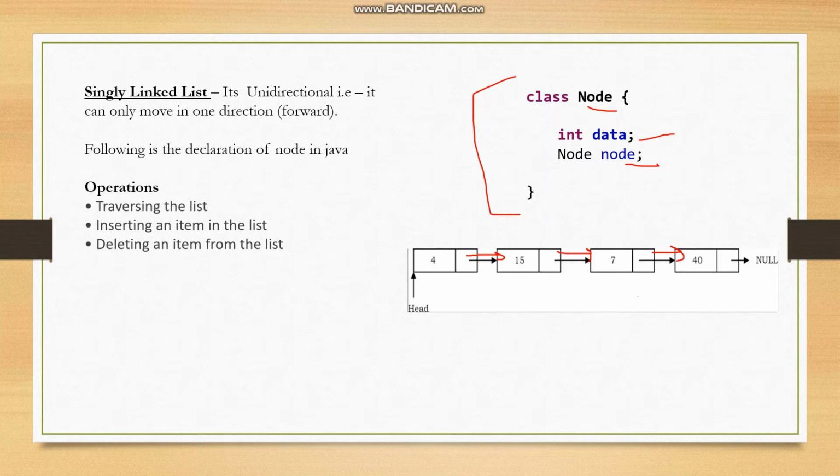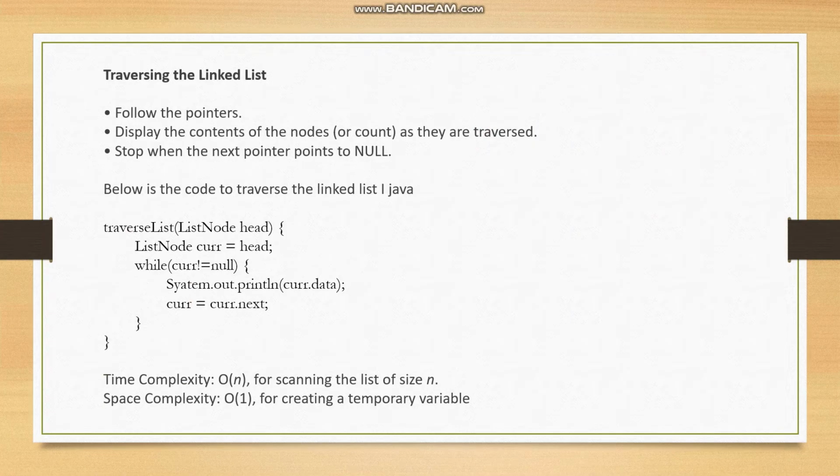So what are the operations on the linked list? These are traversing the linked list, inserting an item in the list, and deleting an item in the linked list. Traversing the linked list. This is the program written in Java code to traverse the linked list. So what will we be doing? We will have the address of the head. I have assigned it to current, and we will be moving the current address to the next nodes.